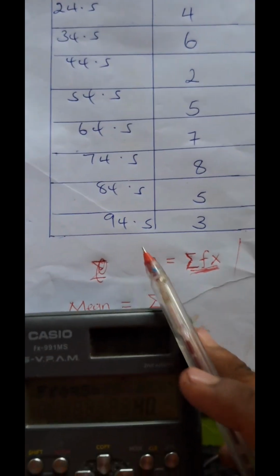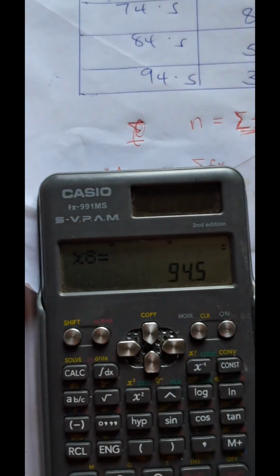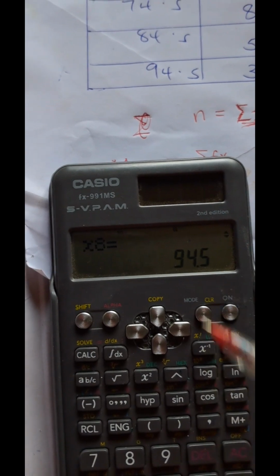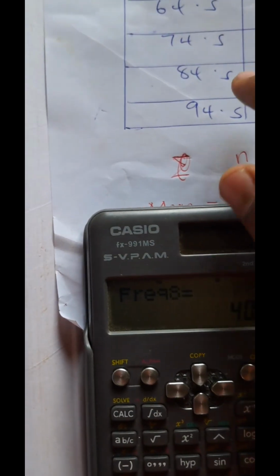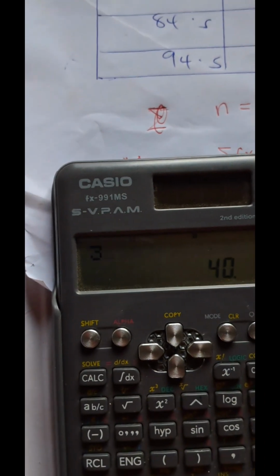So according to our table, you will press this upper button, which is 94.5. Then you press the lower button and you write the frequency of 94.5, which is 3. Then you press the equal sign.